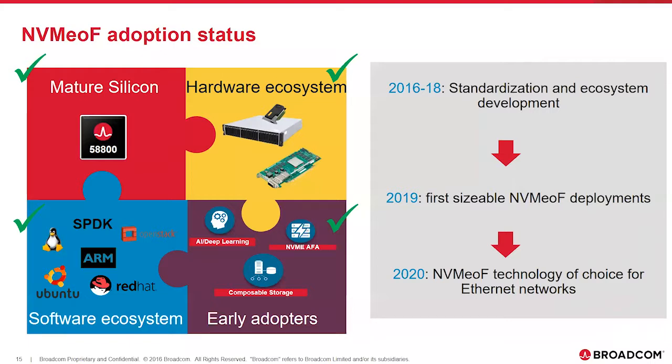Right, and then finally, for adoption to happen, you need early adopters that will drive this technology forward and adopt it at scale. And we're also seeing that happening in 2018. Practically, we're expecting to see large-scale deployments in 2019, and shortly thereafter in 2020, we think NVMe over Fabrics will become the technology of choice for storage over Ethernet.